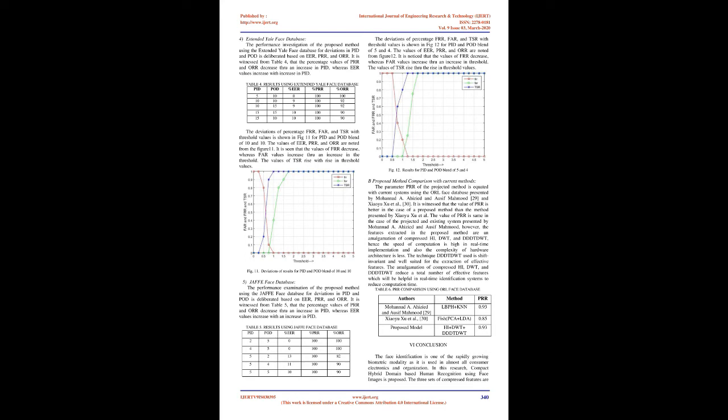The values of EER, PRR, and OR are noted from the Figure 10. It is seen that the values of FRR decrease, whereas FAR values increase with an increase in threshold. The values of TSR increase through an increase in the threshold values.